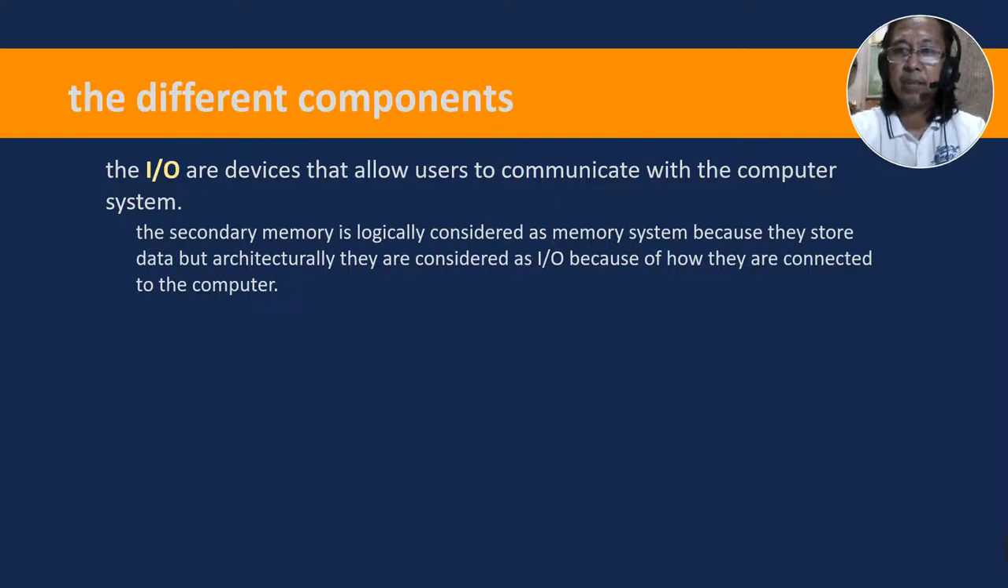So, when you say hard disk, is it a memory or is it an I/O? You might ask, is it an I/O, is it a memory? Both of you are right, but you have to put it in context. Logically, it's a memory because it can store data. But architecturally, it's an I/O because of how it is connected to the whole system.